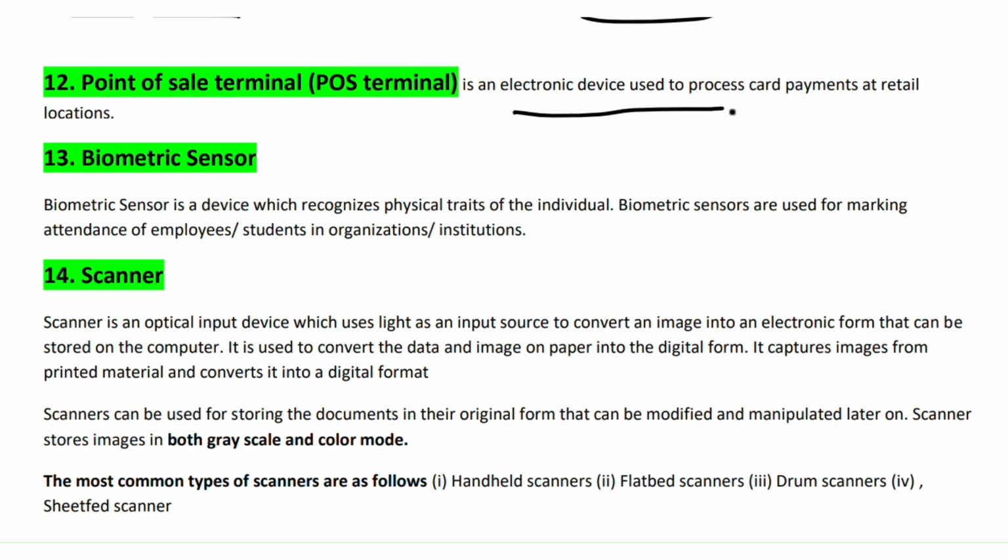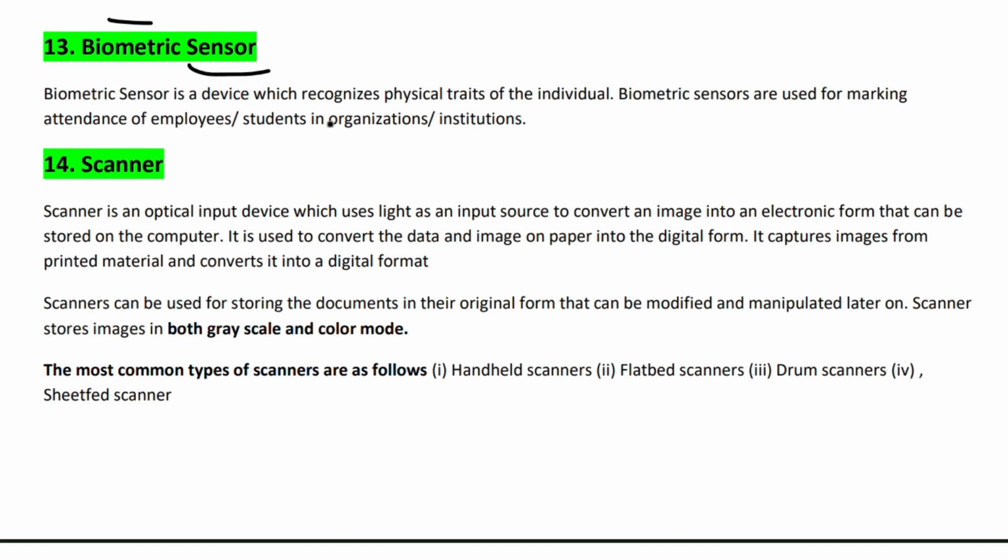Point of sale (POS) terminal is an electronic device used to process card payments at retail locations. Biometric sensors क्या होता है? Such a device recognizes physical traits of an individual. Biometric sensors are used for marking attendance of employees, students, organizations and institutions.